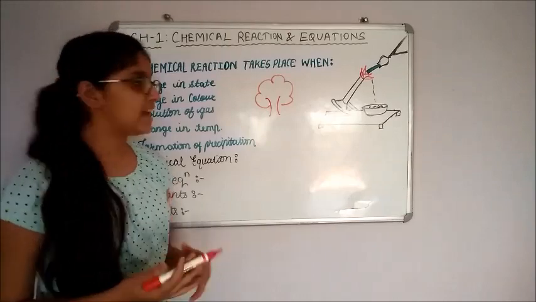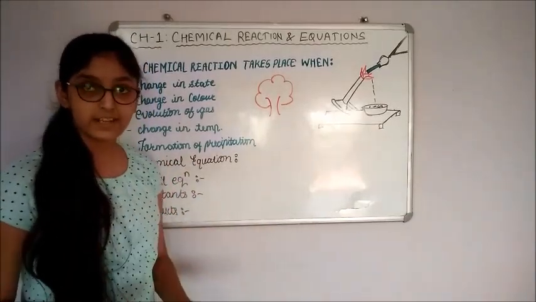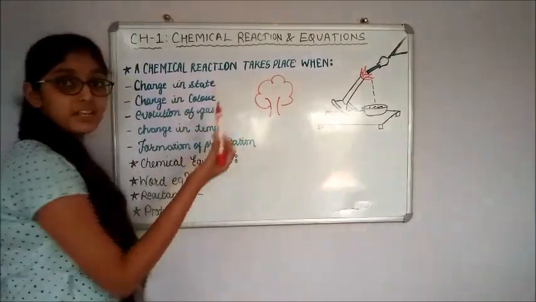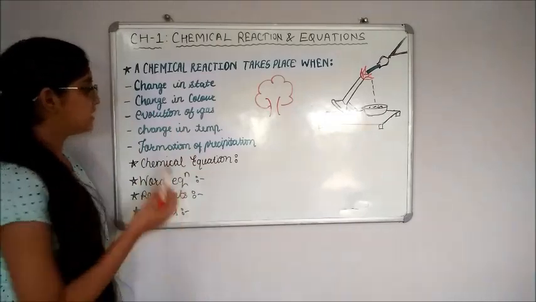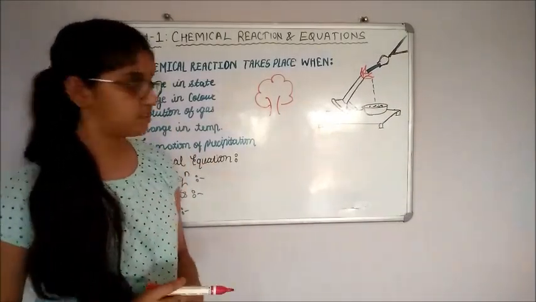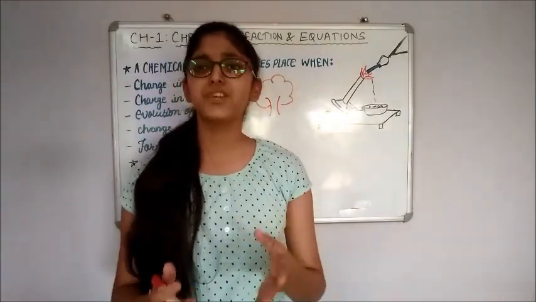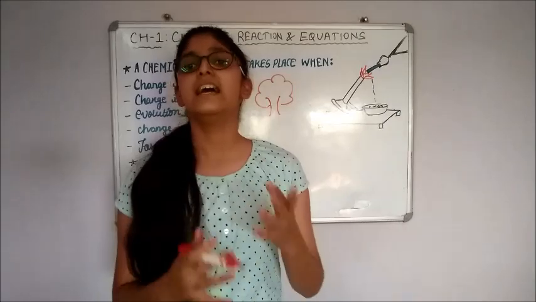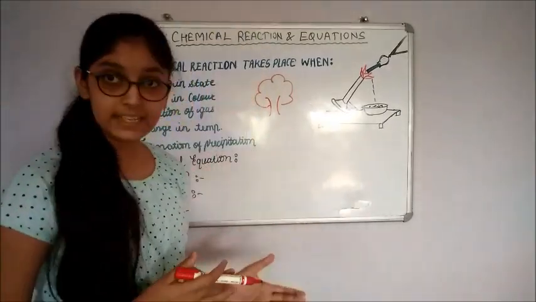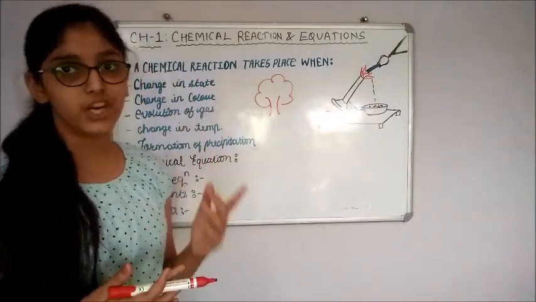So a chemical reaction takes place whenever any one or more criteria are satisfied. It can be a change in state, change in color, evolution of gas, change in temperature or formation of a precipitate. These criteria can determine a chemical reaction. So basically, a chemical reaction is a chemical change.